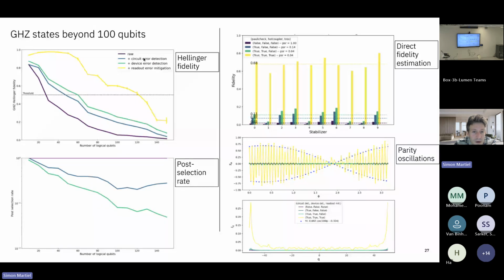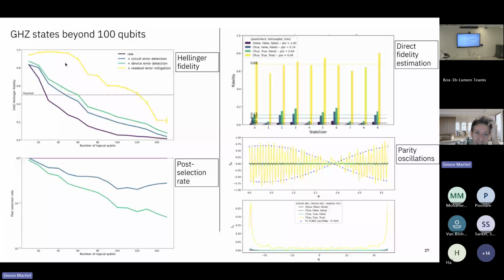If we add circuit error detection, which is basically our pink checks, we get slightly better results where we can drive the size up to, let's say, 50 qubits. We can also do something that we call device error detection. We can talk to the hardware team and they will tell us that in some cases the hardware shows bad behavior, and we can post-select on this and reject runs where the QPU failed. And this gives us slightly better post-selection, bringing the size of the GHZ up to 60 qubits.